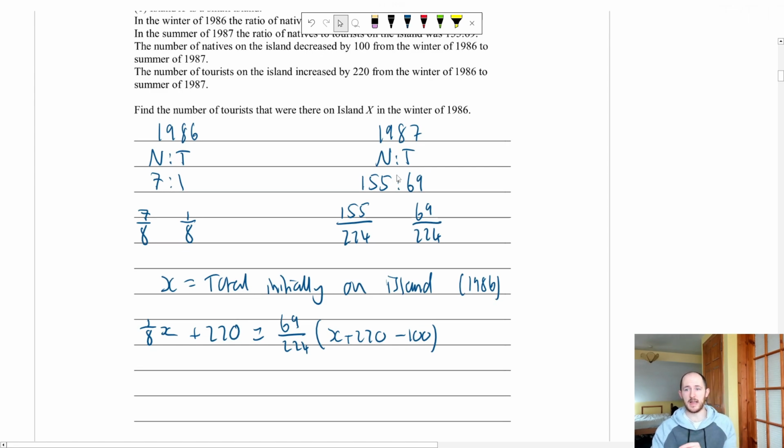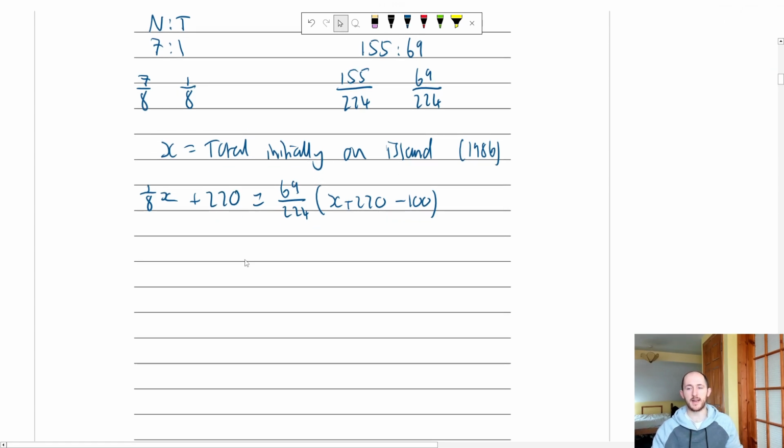The other equation we have, because we have this other ratio, is it's 69 over 224 of the final population, of the population in 1987, which is X, the initial population, add those 220, but then take away the 100 that left as well. Hopefully that makes sense. Now we have an equation, we can actually solve this.